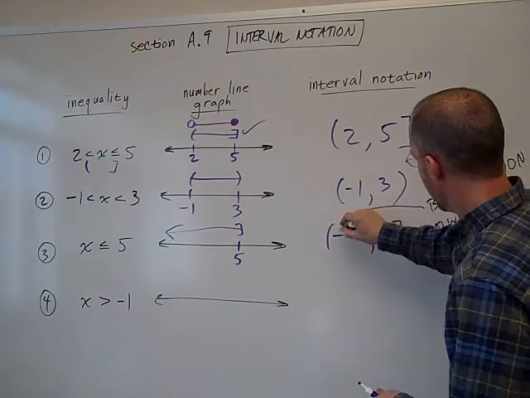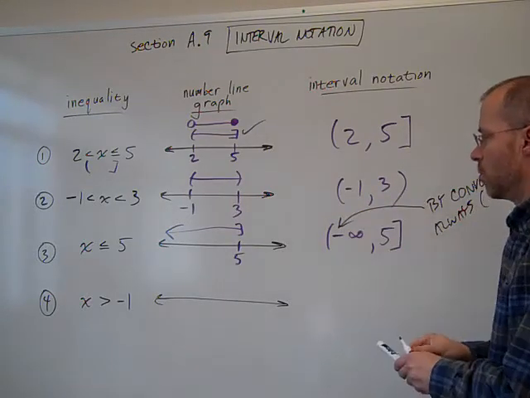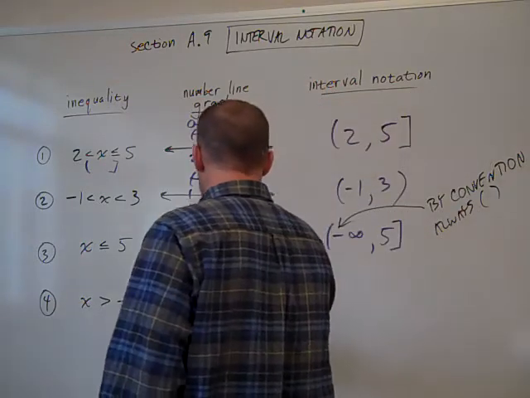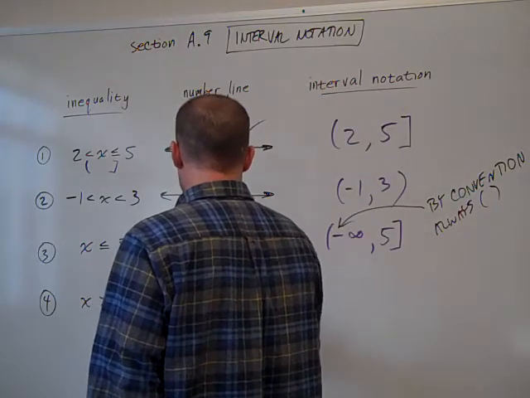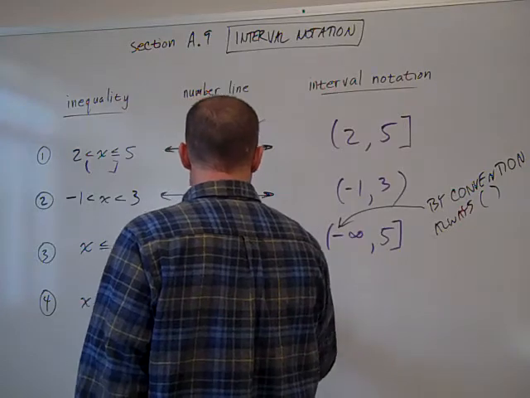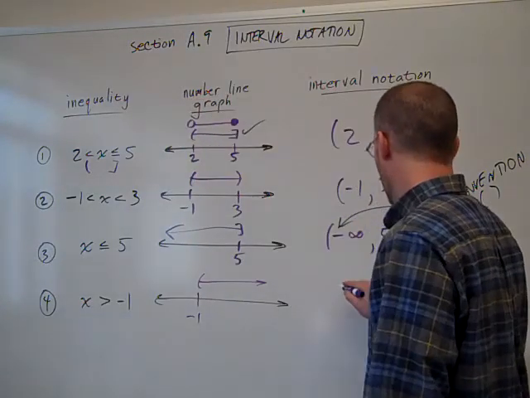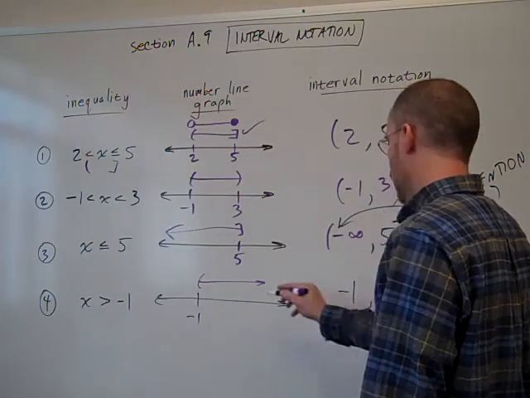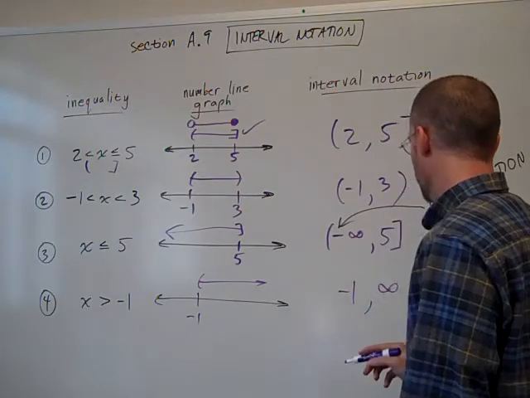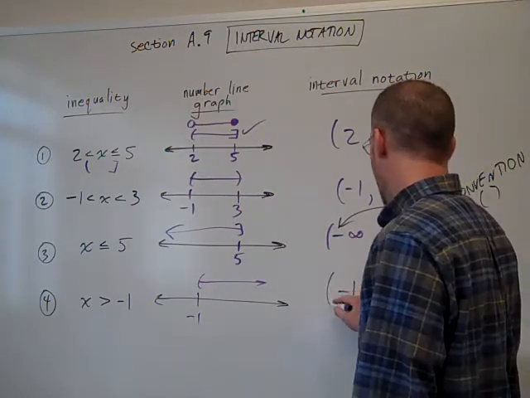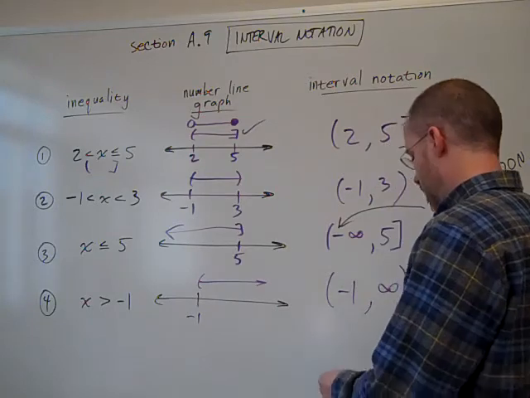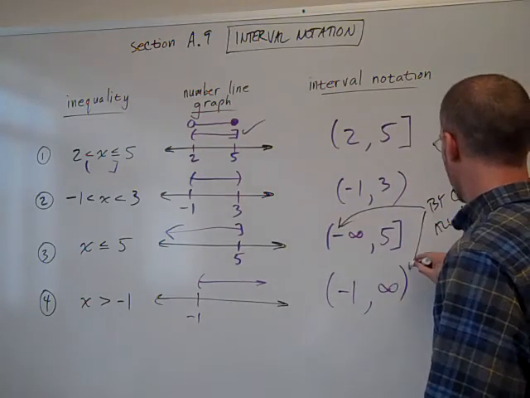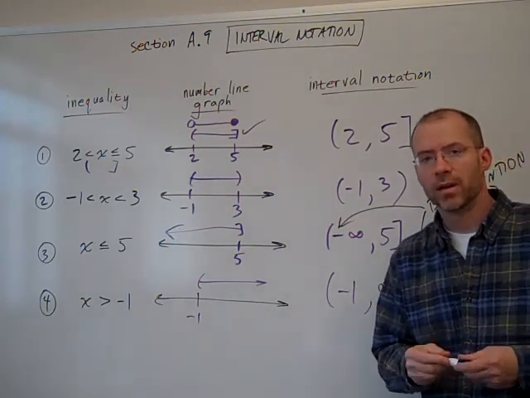One more quick example, x greater than -1. So locate -1, we're looking for all those values. The lower endpoint is -1, the top endpoint, no top endpoint, so use infinity and not including -1, and always round with plus or minus infinity by convention.